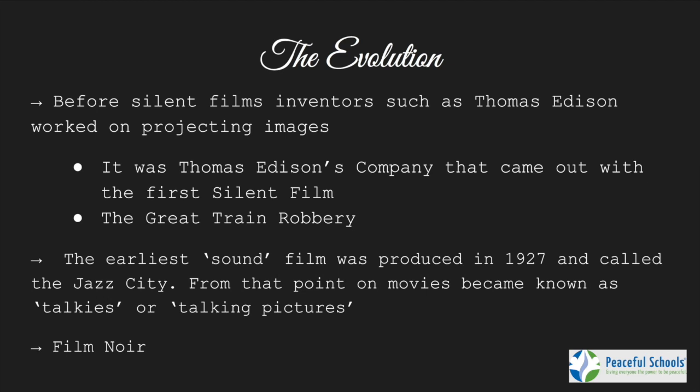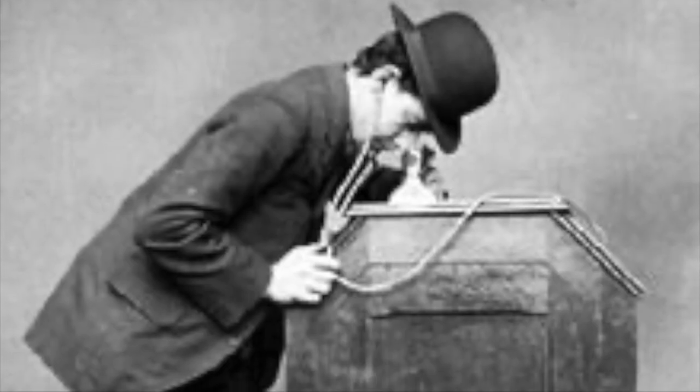Now back to silent films. Before silent films, inventors such as Thomas Edison worked on projecting images. If you think back to our animation unit, we discussed the invention of the kinetoscope, a device designed for moving images to be viewed by one individual at a time through a peephole at the top of the device.